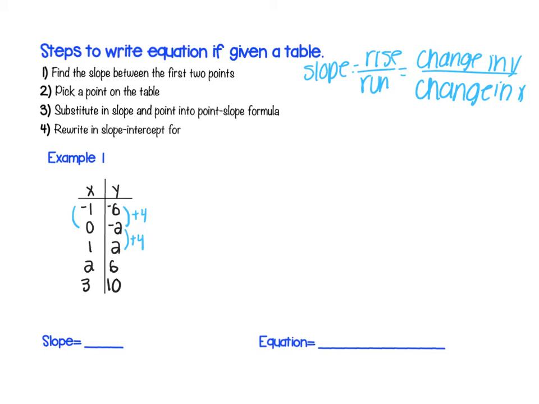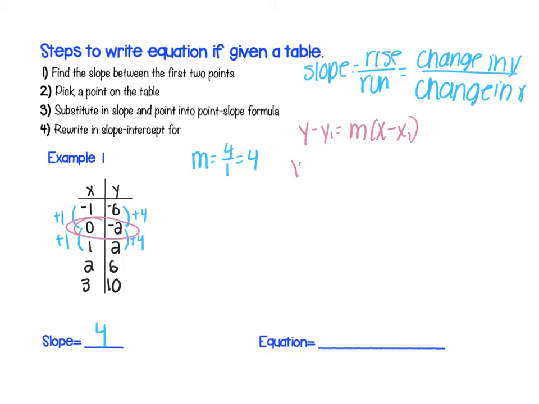And then my change in x to go from -1 to 0, I would add 1. And I can just double check my next set of points to make sure it's the same. And it is. So that tells me that my slope is going to be 4 over 1, which is just 4. So I can fill that in down here and have a slope of 4. Then I need to write my equation. So I can pick any of my points in my table to write my equation. I like this point here of 0, -2. So that's the point I'm going to use to write my equation. So remember, we're still going to go back and start in our point slope form.